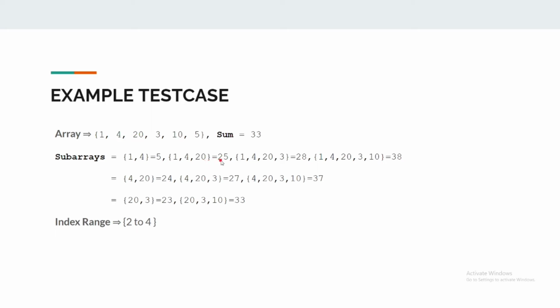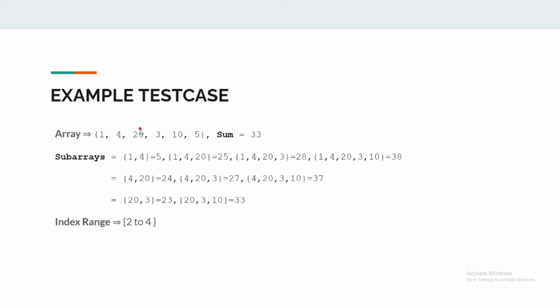We add 20. Still not equal to 33. Add the next element. Still not. Add the next element. Whenever the sum is greater than our required sum, we move to the next element as the starting point, because all the numbers are non-negative, so our sum can never decrease whenever we add a new number. Now we move to 4. We count 4 as the starting point and start creating subarrays with it. 4 and 20 is 24, not equal. Then 27, then adding 10 equals 37, which is greater than 33. So 4 is not the candidate for the starting point.